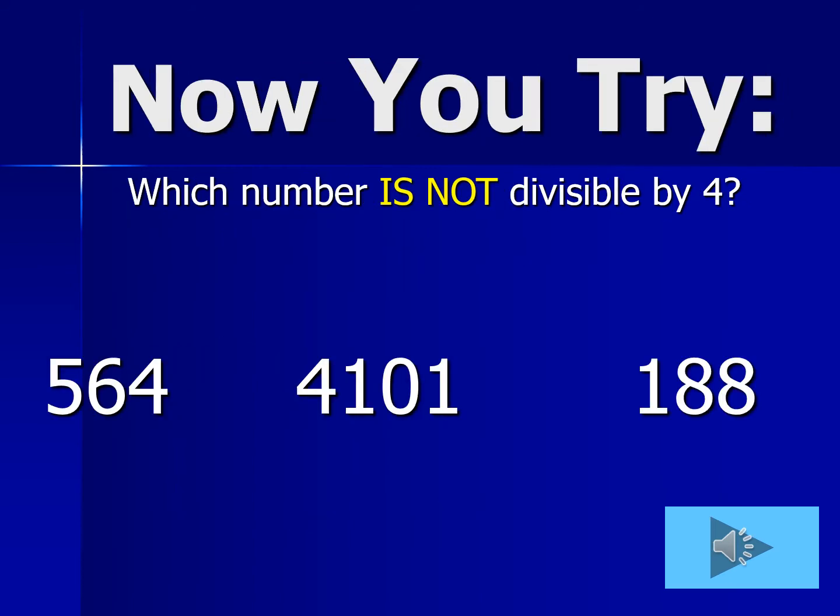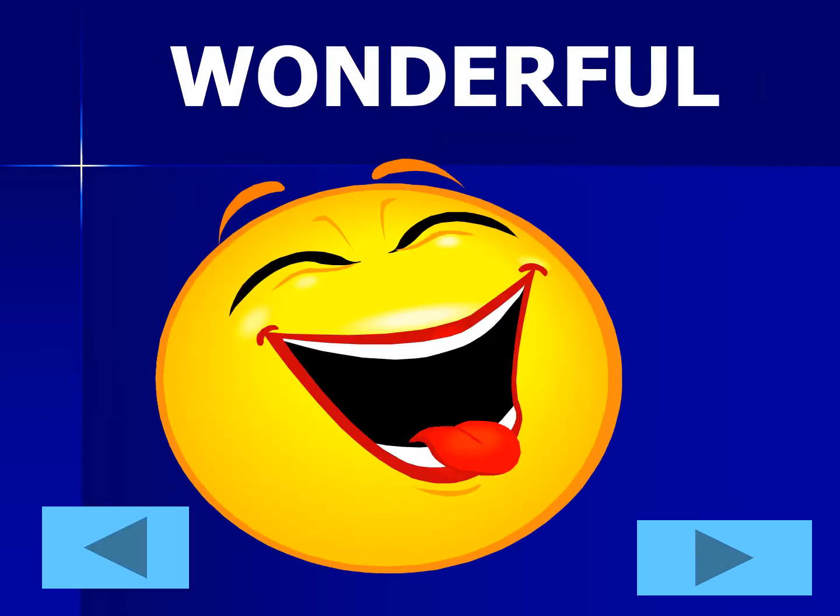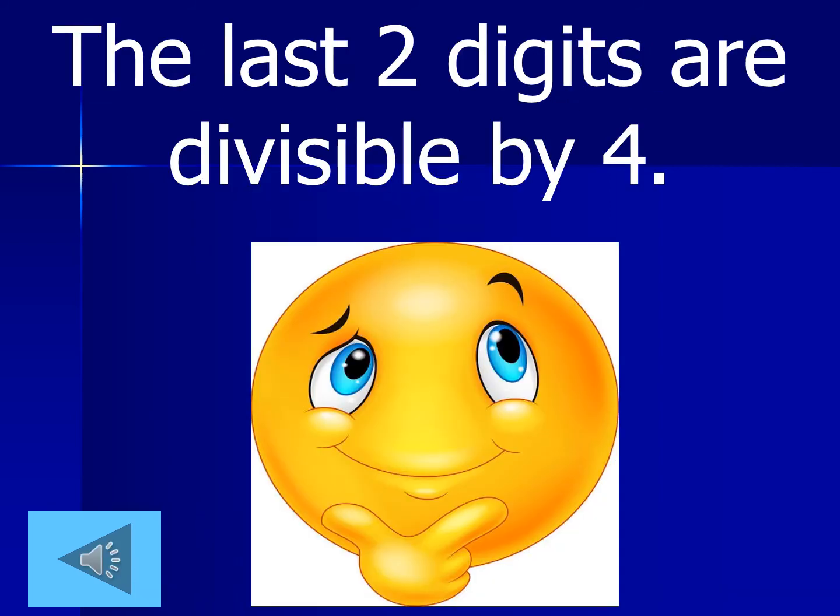Now let's try with these three numbers: 564, 4101 and 188. Which number is not divisible by 4? So it is clearly 4101 because the last two digits are 01 and it is not divisible by 4. So the whole number is not divisible by 4. Let's remember that for a number to be divisible by 4, the last two digits should be divisible by 4.